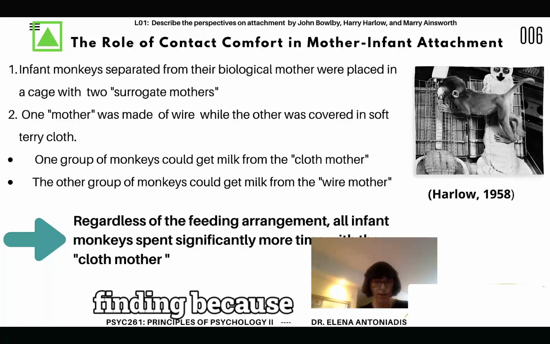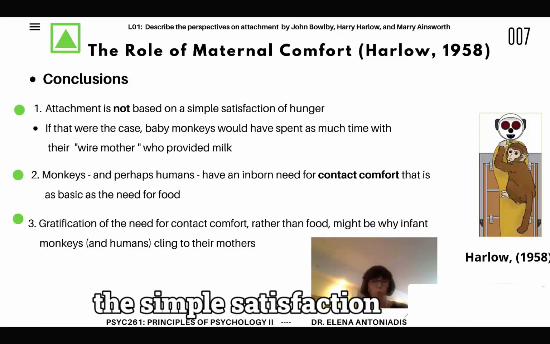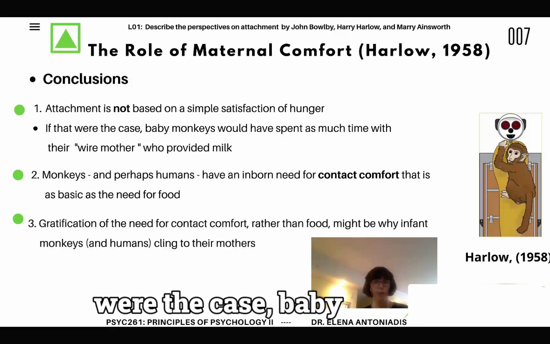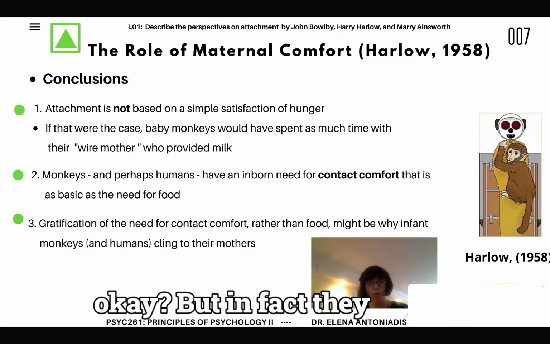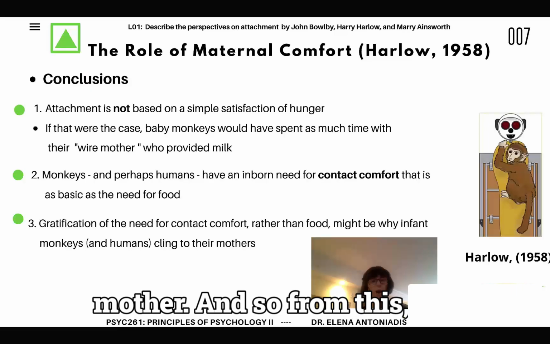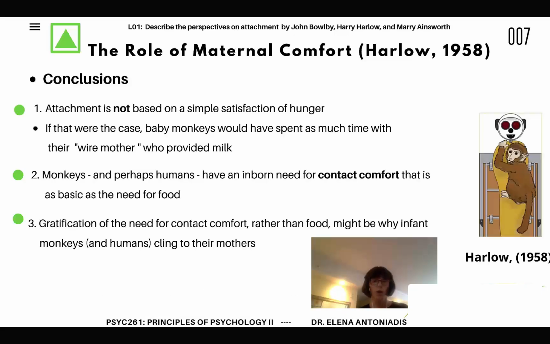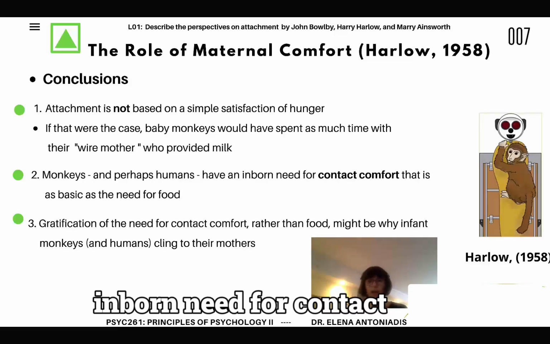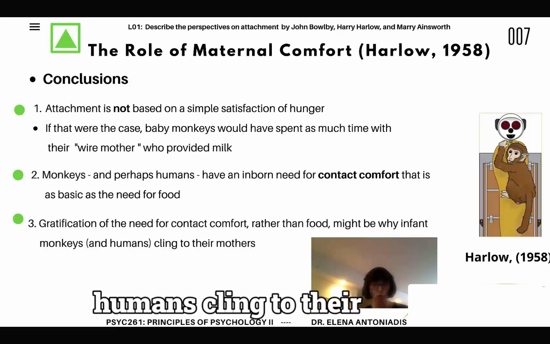And this was an important finding because it demonstrated that attachment is not based on the simple satisfaction of hunger. Because if that were the case, baby monkeys would have spent as much time with their wire mother who provided the milk. But in fact, they preferred to spend time with the terry cloth mother. And so from this, Harlow concluded, first, that it's not based on the simple satisfaction of hunger. Secondly, monkeys and perhaps humans have an inborn need for contact comfort that is as basic as the need for food. And thirdly, the gratification of the need for contact comfort rather than food might be why infant monkeys and humans cling to their mothers.